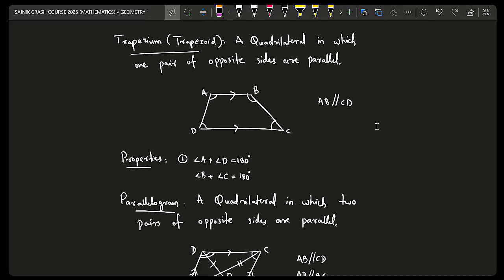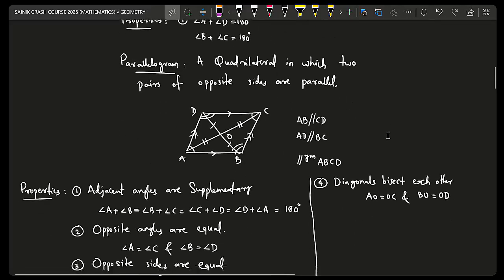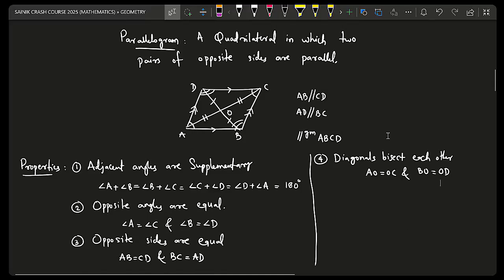Sir, parallelogram. In parallelogram, two pairs are parallel. AB parallel to CD and BC parallel to AD. So whenever a parallelogram is there, it always satisfies these conditions. Adjacent angles are supplementary, opposite angles are equal, opposite sides are equal, and diagonals bisect each other.